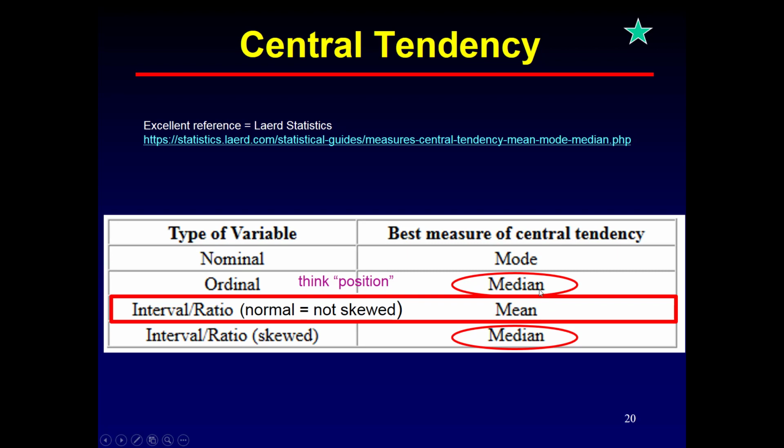The median, on the other hand, is the best measure of central tendency under conditions where you have ordinal data. I hope you remember that with ordinal data you're thinking position or order, and the median is the middle point with ordinal data. It's a good measure of central tendency to use in that instance.